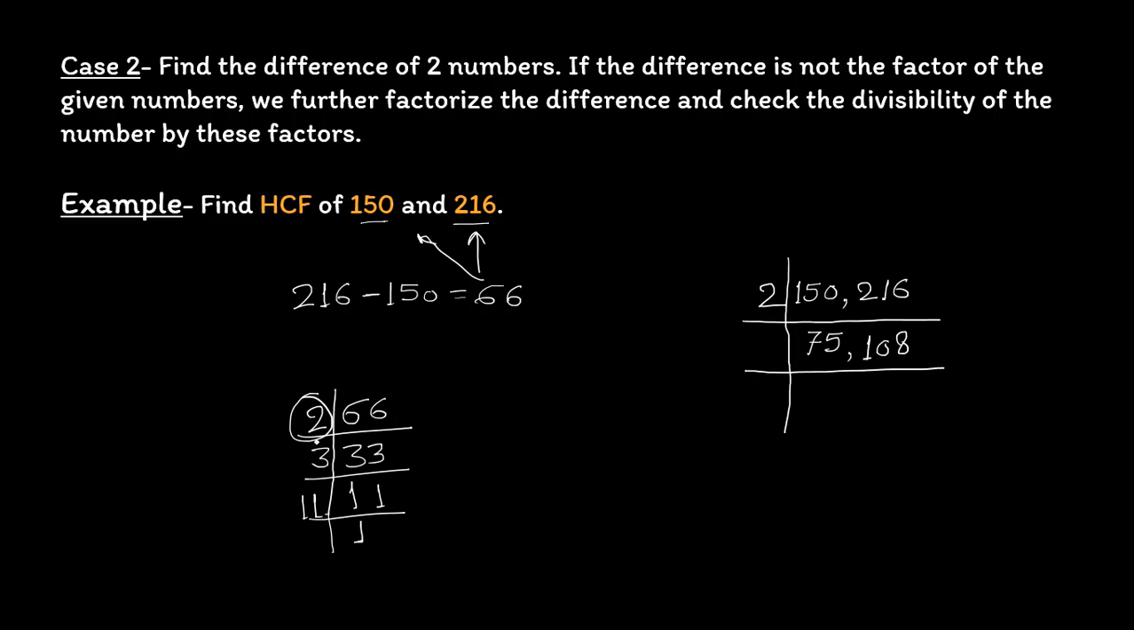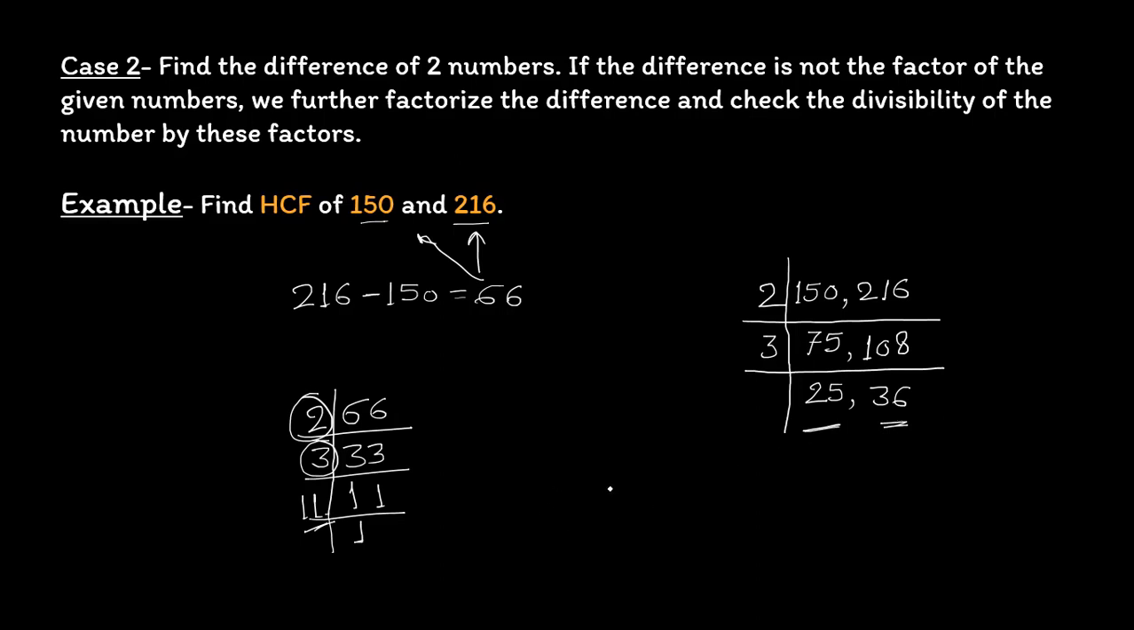Now let's take the second factor. It is 3. 3 divides 75 and 108, yes. So 3 2s are 6, 3 5s are 15, 3 3s are 9, 3 6s are 18. Now the next factor is 11. Does it divide both 25 and 36? No, it does not divide even a single number.